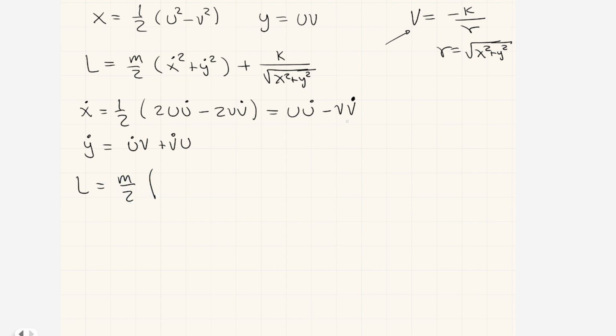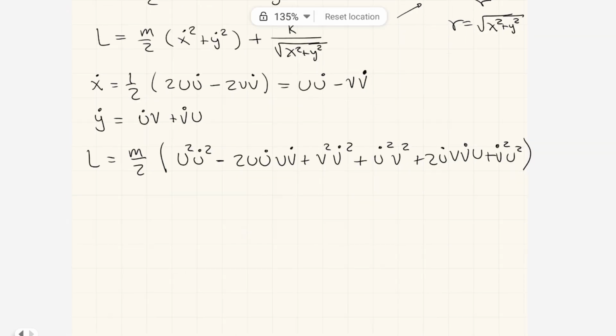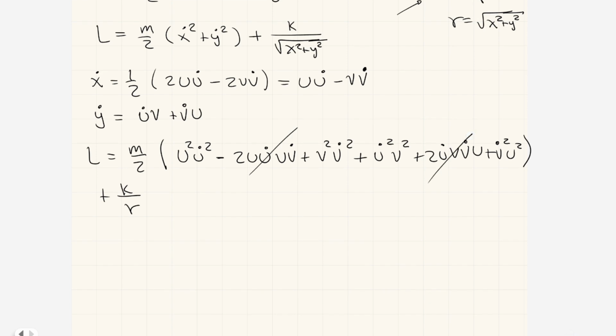Okay, perfect. So if we take this into the Lagrangian, we are going to get m divided by 2 and then x dot squared, but that is going to be u squared u dot squared minus 2u u dot b b dot plus b squared b dot squared, and then plus y dot squared, but that is u dot squared b squared plus 2u u dot b b dot plus b dot squared u squared, and then plus k divided by, let's say, just r.